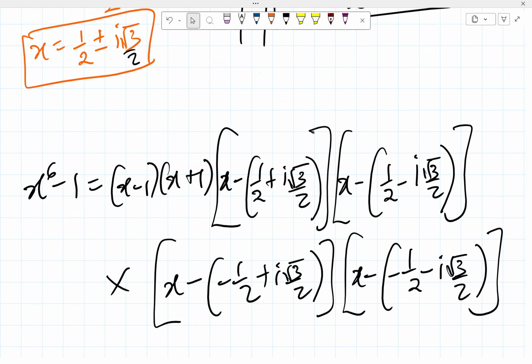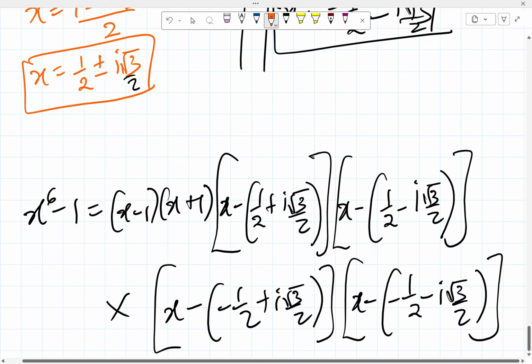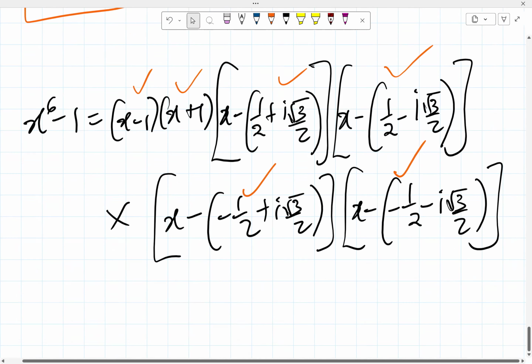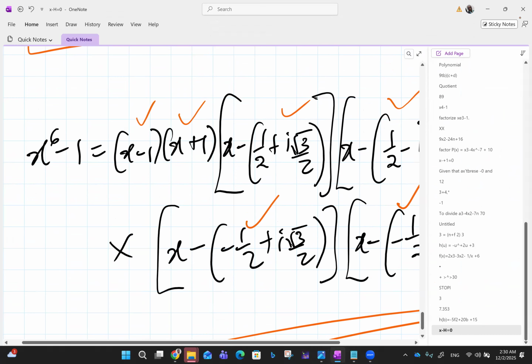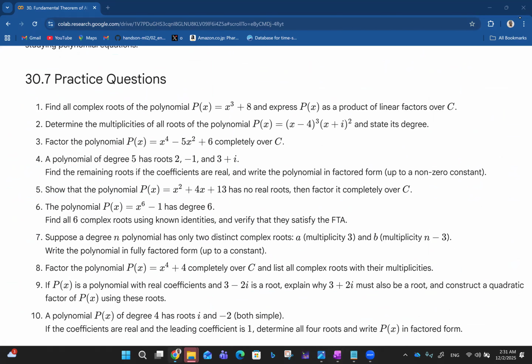So you see we have the 6 roots now. So we have the roots 1, 2, 3, 4, 5, 6. And that is what we have there. So it shows you that every kind of polynomial can be factorized totally, even if they don't have real roots.